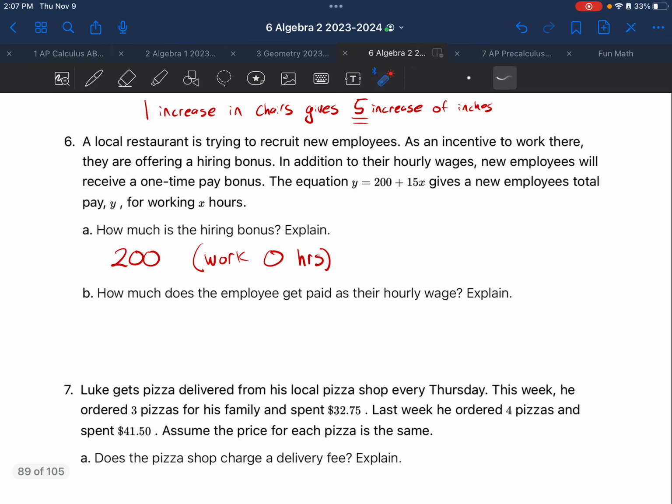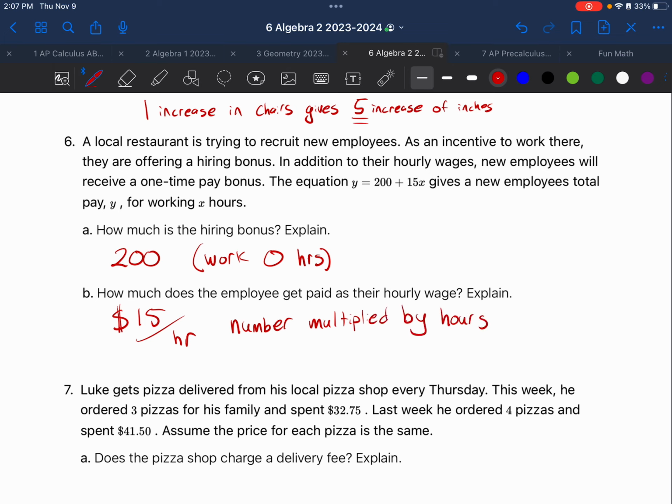Great. And then this is now asking, how much does the employee get paid for their hourly wage? Well, every time that I increase 1 hour, I get paid more wage. So what is the thing that is being attached to x that you multiply by x? In this case, it's going to be 15. So I can write $15 per hour. How do I know that? It's the number multiplied by the hours. So your hourly wage is being multiplied by however many hours you work there. So in this case, 15 was being multiplied by the hours that we were working there.